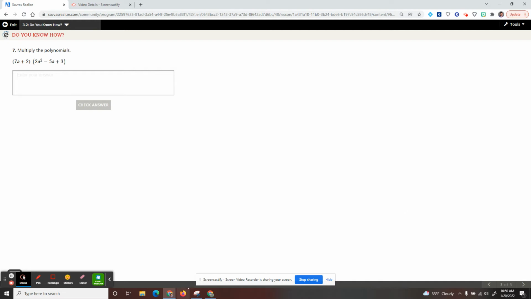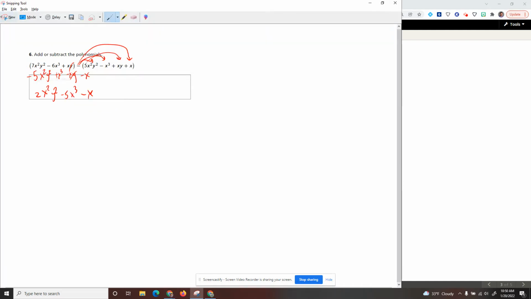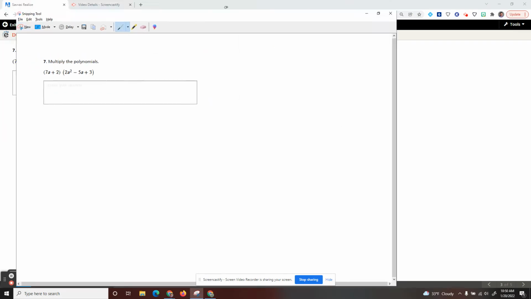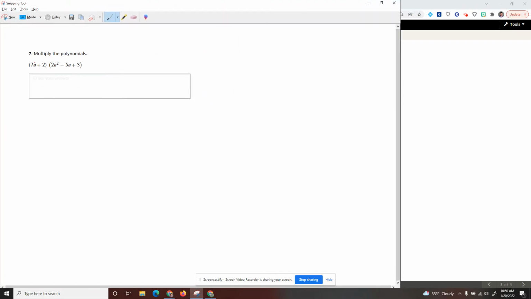Multiplying, we're going to use properties of distributing. So I'm first going to multiply 7a by everything in that trinomial. So 7a times 2a squared is 14a cubed. 7a times negative 5a is negative 35a squared. Here we go. 7a times 3 is 21a.